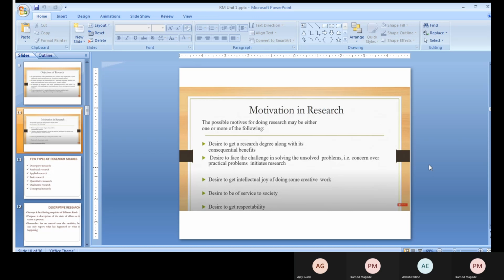Then, desire to be of service to the society. Some people are more interested in doing social activity. It is not like social activity can be performed only by going on the road, creating some noise and all that.